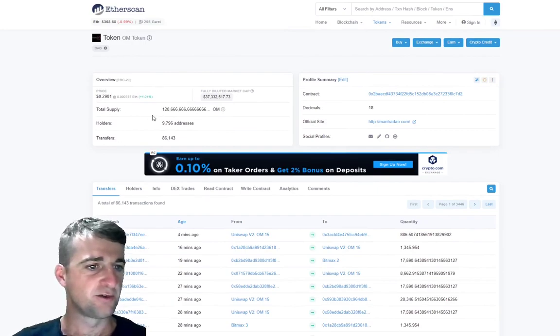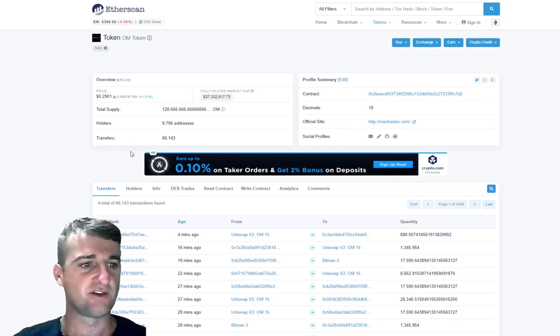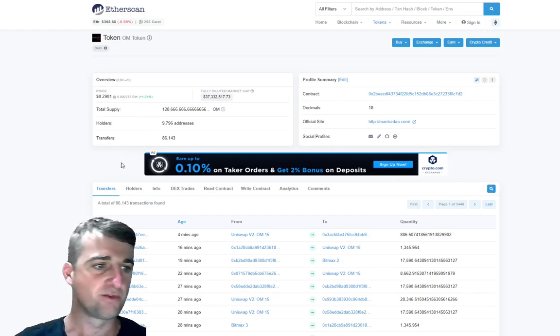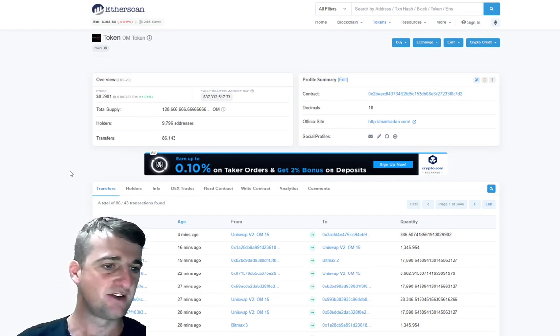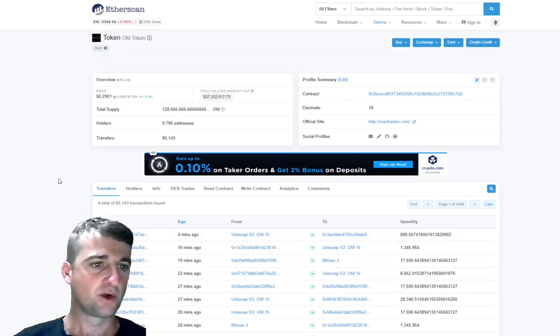So as you can see, the total supply is registered there as well. Holders, we have 9,776 addresses that are holding the OM token. And currently we've had 86,000 transfers, so it's a widely used token already. The market cap on it is $37.37 million.